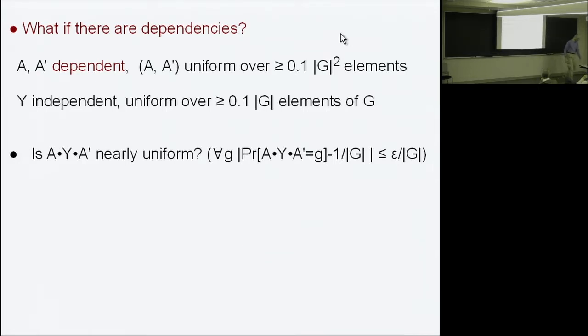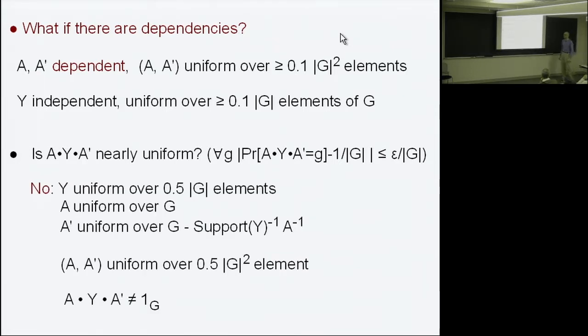So it doesn't work, and here is the counterexample, which is very similar to the previous counterexample. Let's take Y to be uniform over some 0.5 fraction of the elements.